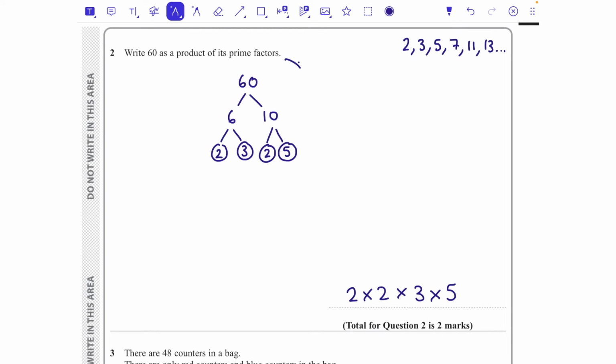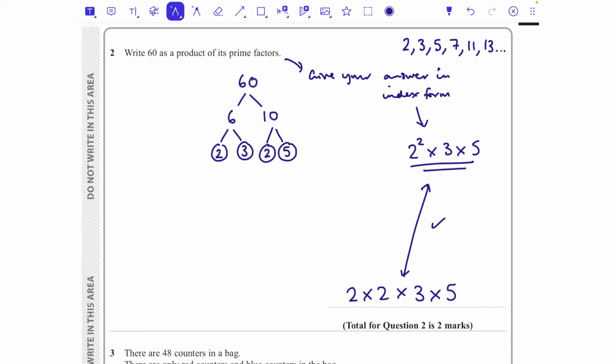Sometimes on this question it says give your answer in index form. If it did, you would have to write it as 2 squared times 3 times 5, but as it is, either of those would have got full marks. Absolutely fine, because it didn't say that, so you were okay to give it in either way.